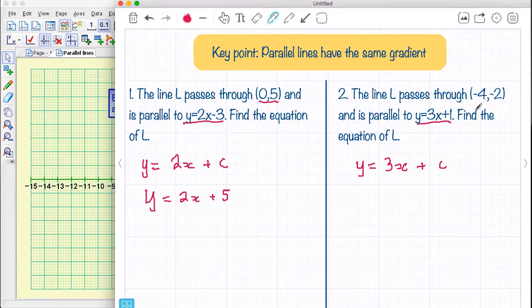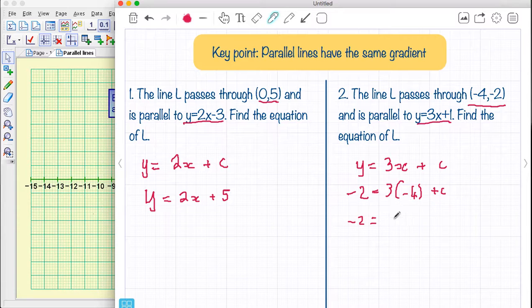And here's a very important point with straight lines. I'm going to substitute this point into my new line. This new line passes through here. The y coordinate is minus 2 and the x coordinate is minus 4. So that goes in as 3 times minus 4, add c. So let's just see if we can work out what c is here.